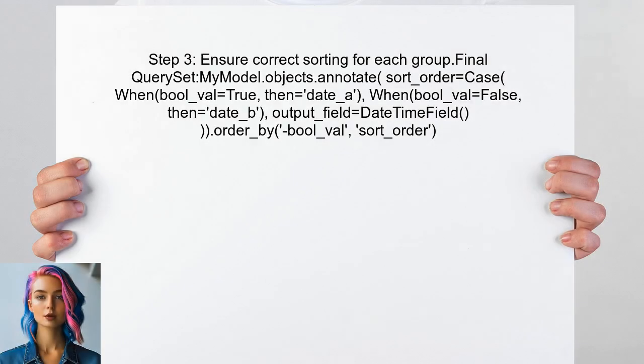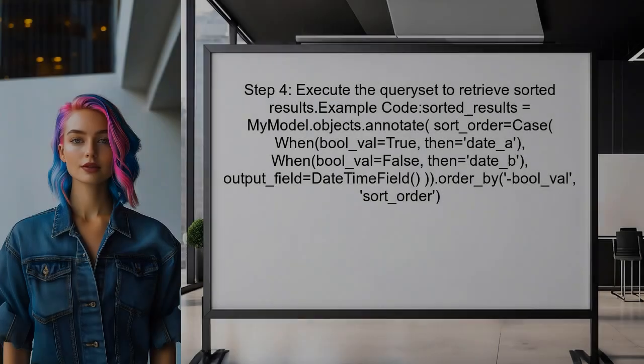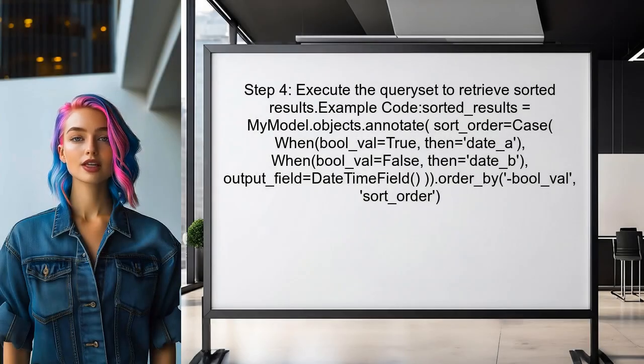Now the user should ensure that the sorting for each group is applied correctly. The rows with bool val set to true will be sorted by date A in ascending order, while those with bool val set to false will be sorted by date B in descending order. Finally, the user can execute this query set to retrieve the sorted results. This will give them the desired order based on the Boolean field and the respective date fields.